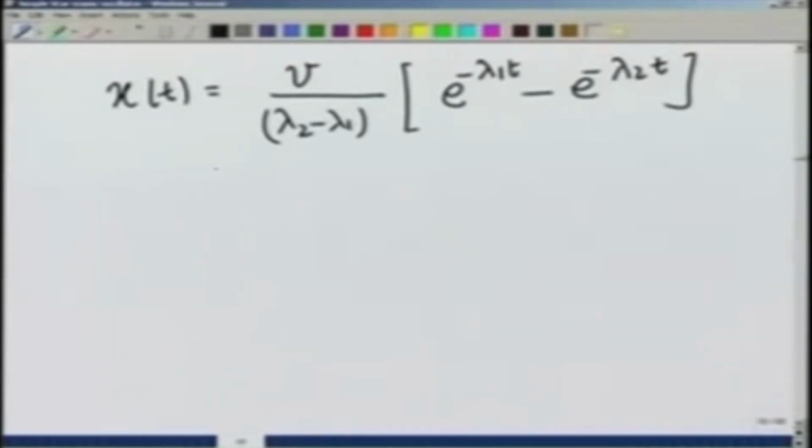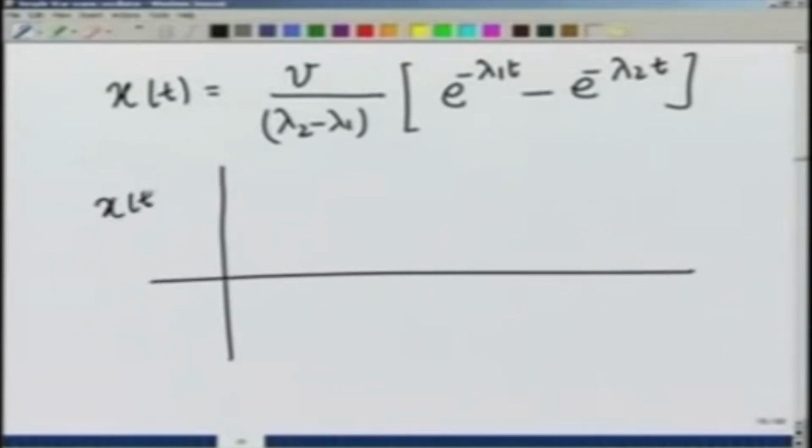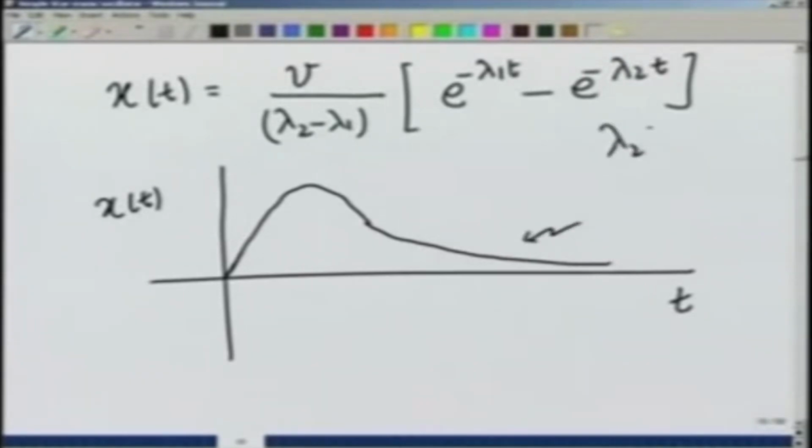By plotting it, you can see that the solution is going to look like this: initially the particle goes out and then it decays, its distance sort of decays exponentially. Again, far away, since lambda 2 is greater than lambda 1, it decays as e raised to minus lambda 1 t. This is the second situation.